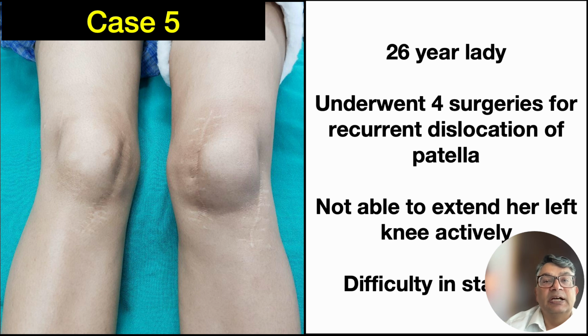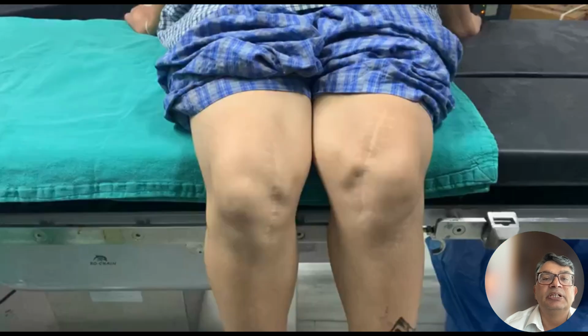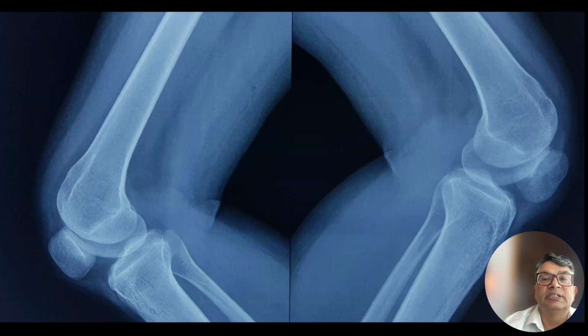This is another case, case number 5, a 26-year-old lady, which again I showed in our initial discussion, who underwent 4 surgeries, 2 each for recurrent dislocation of the patella. She was not able to extend her left knee, with difficulty in standing and walking. I've shown you this video. You see that she is a severely disabled lady. This was her X-ray, trochlear dysplasia, again the oblique view which was not correct.